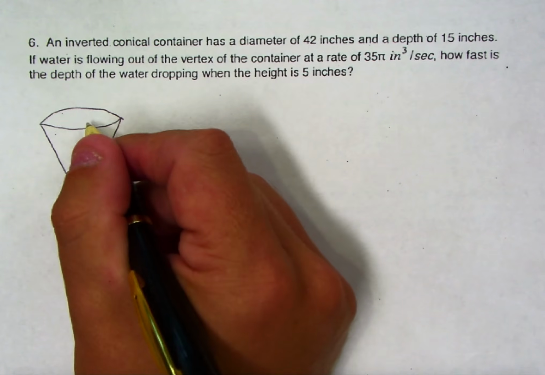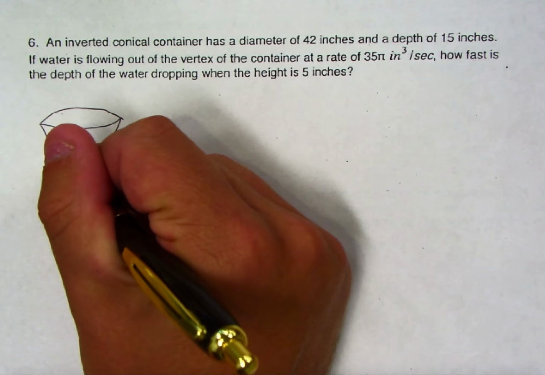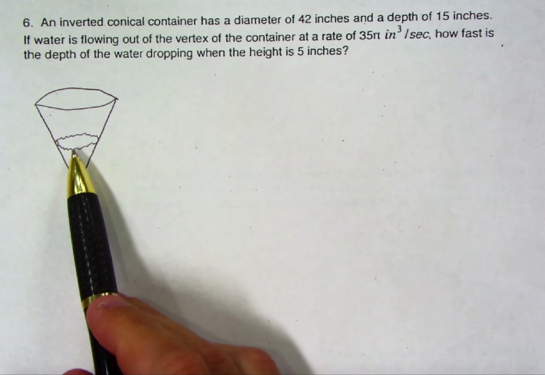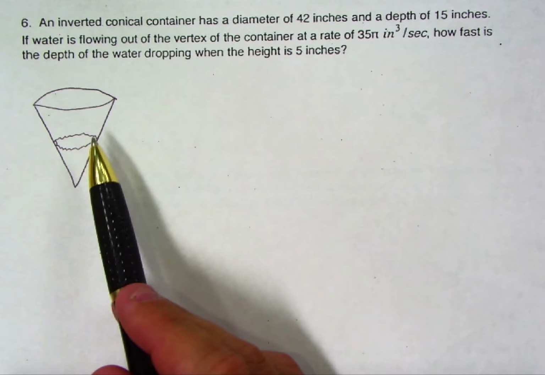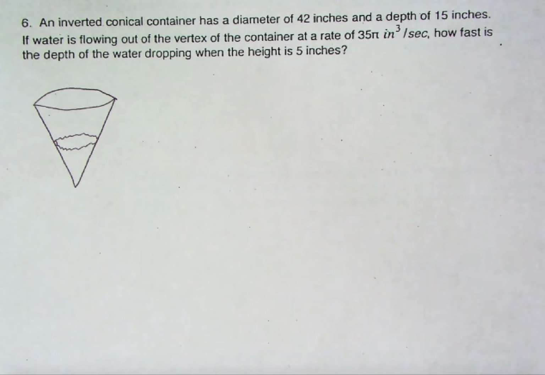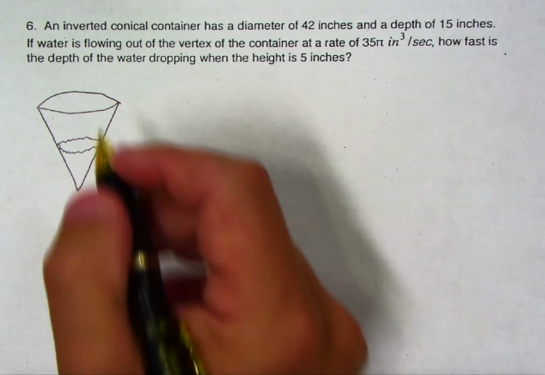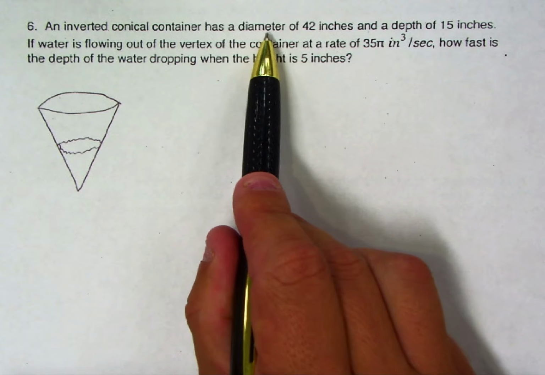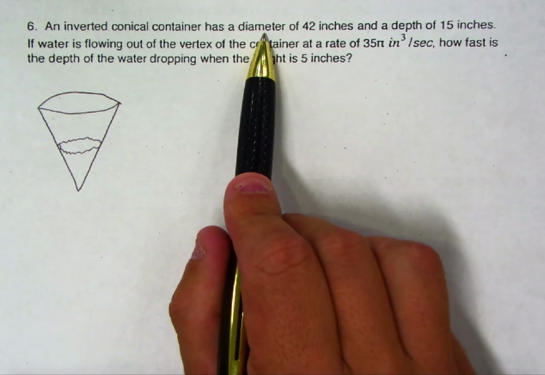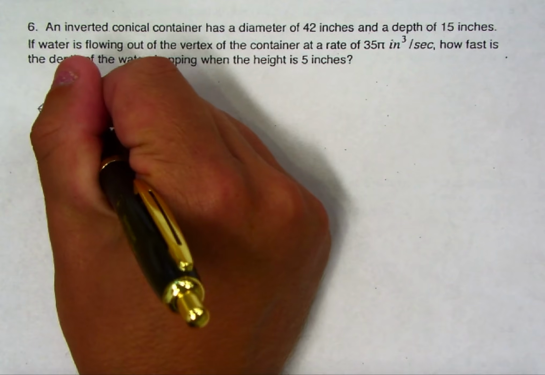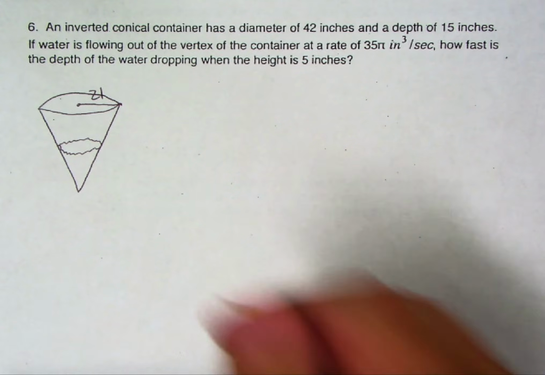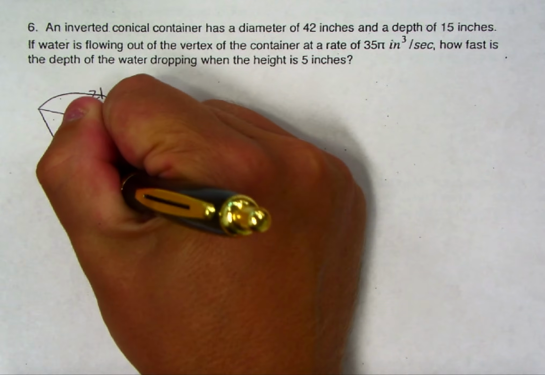So basically, there's water in this funnel. It's flowing out, and so, like, let's say the water is here. When the height is 5 inches, that's when we want to freeze time. Let's say that the height of the water is right here. Well, I know that if I'm dealing with diameter, there are very few formulas with 3D figures that deal with diameter. Pretty much all about radius. So I'm going to mark the radius of this thing as 21 inches. I also know the height of this entire thing is 15.